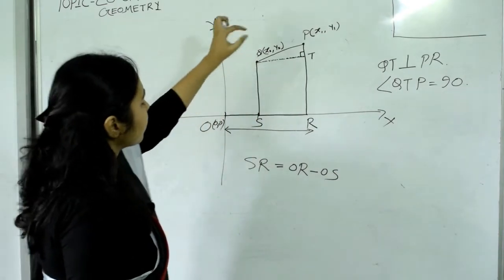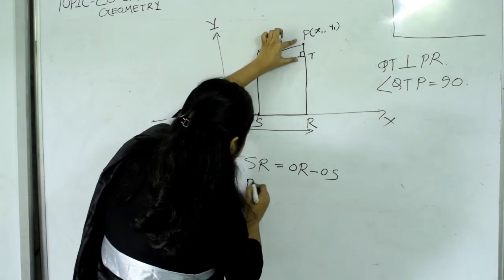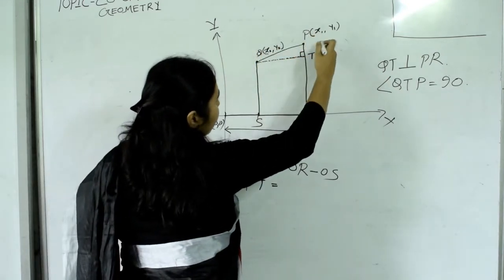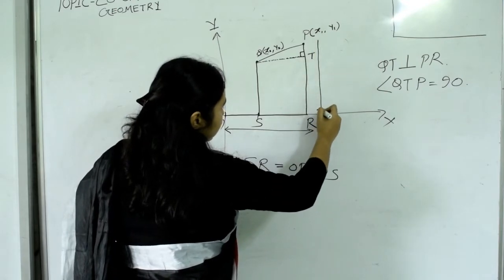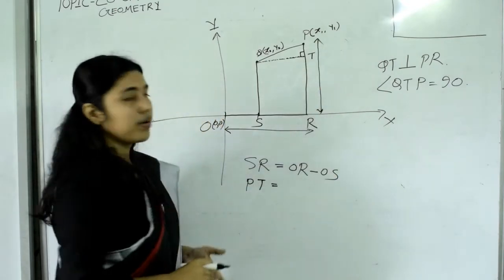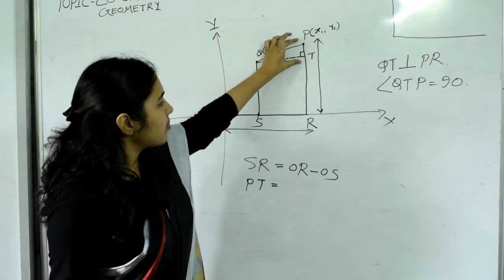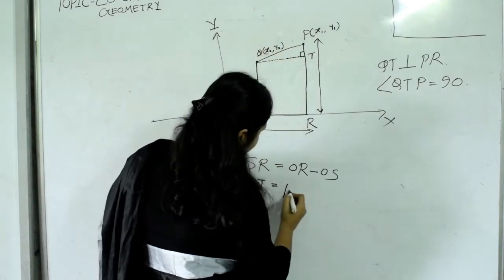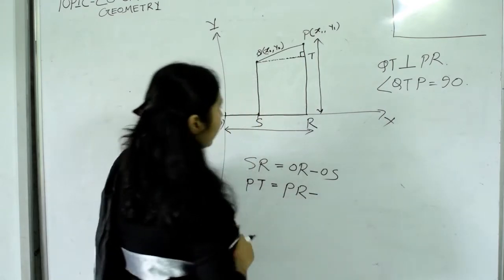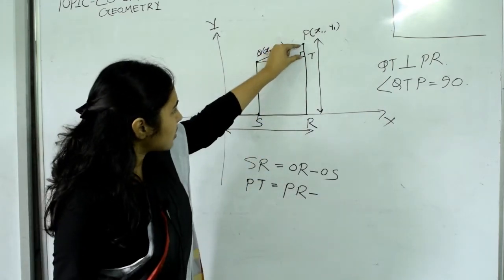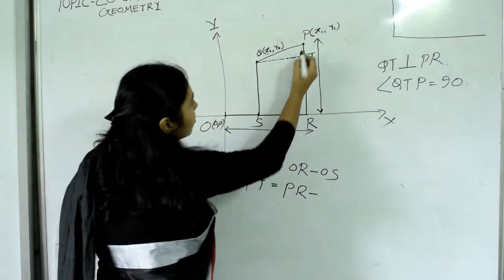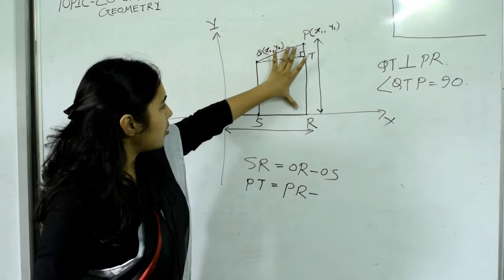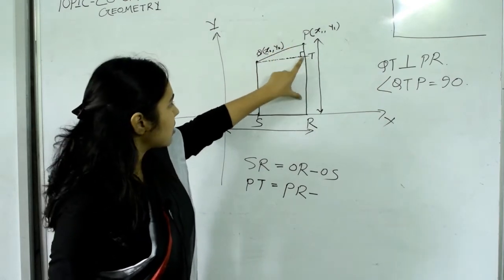Next, tell me PT. PT is equal to PR, this whole distance, minus TR, right? We have to find this portion PT. So PT is equal to PR minus TR.